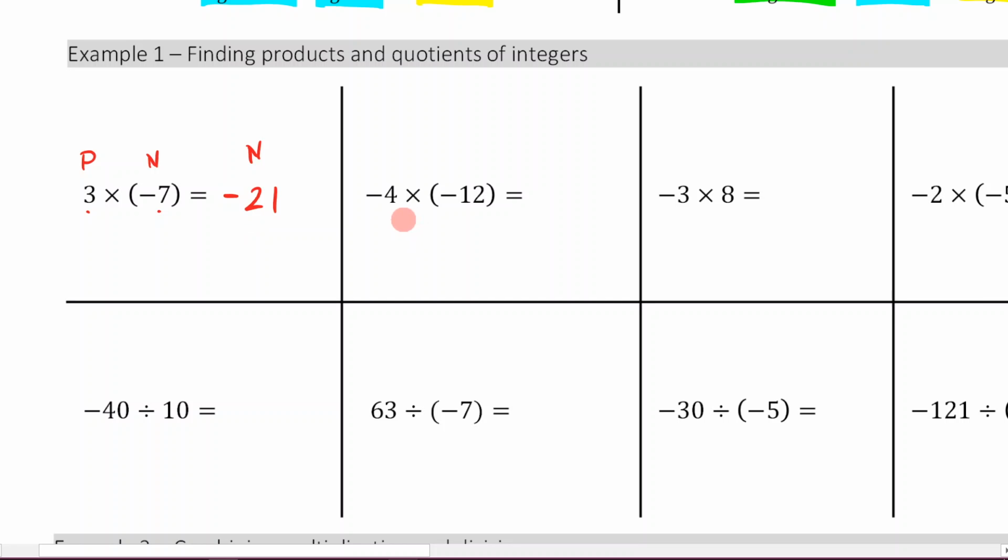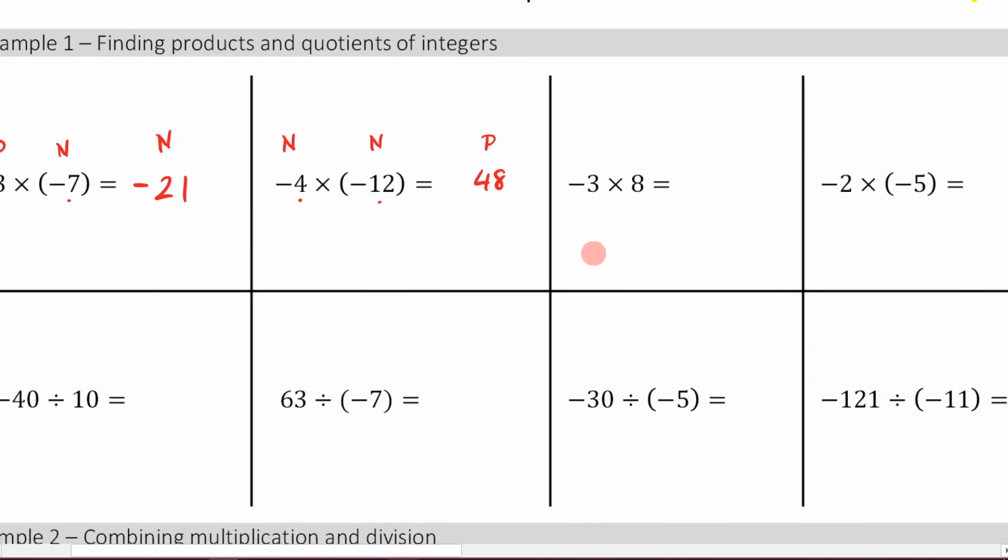Let's do another example. So again, what you're first going to do is just ignore the signs. Just ignore them and go, what is 4 times 12? Well, that's 48. Then go back and say, well, if this is negative and this is negative, this is going to be positive. So that means I don't put a negative sign there, I walk away. Let's go through the next one.